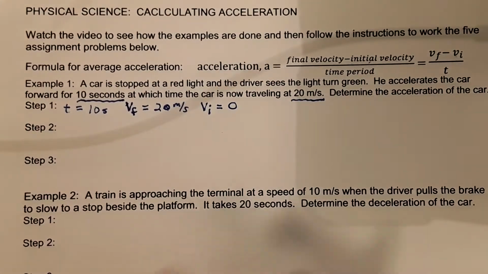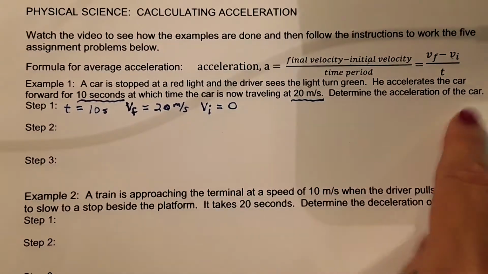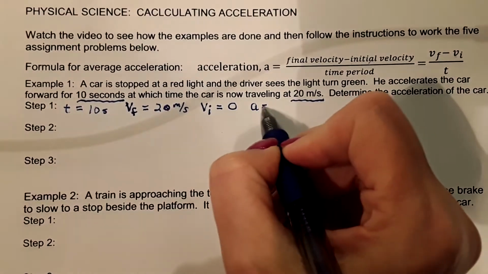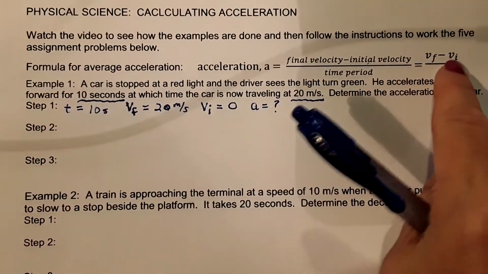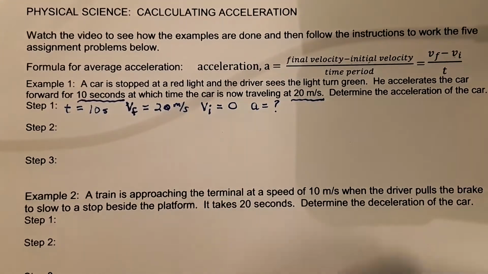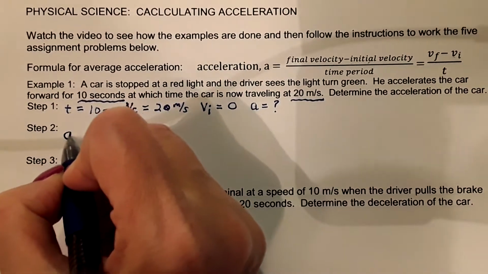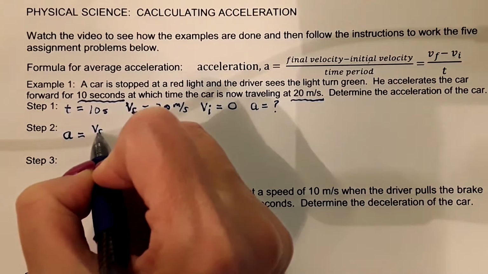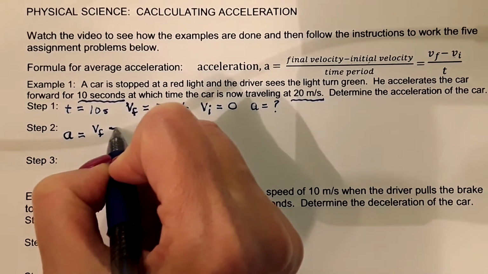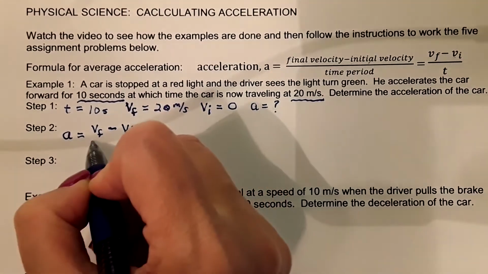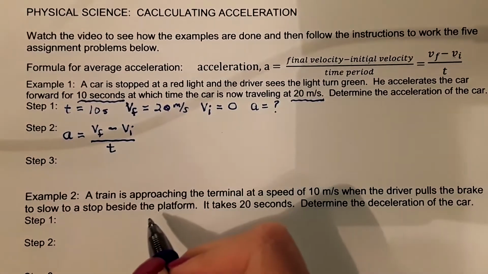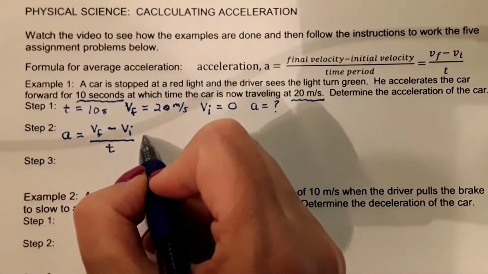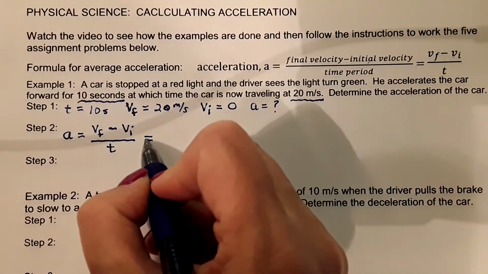Okay? And what are we trying to find? The acceleration. And notice, 1, 2, 3, 4, 1, 2, 3, 4. So we can do this. Let's write out the formula. A equals VF, always the final first, minus the initial second. And then over T for time, 10. Okay, well it is 10, but we'll put that in a minute.